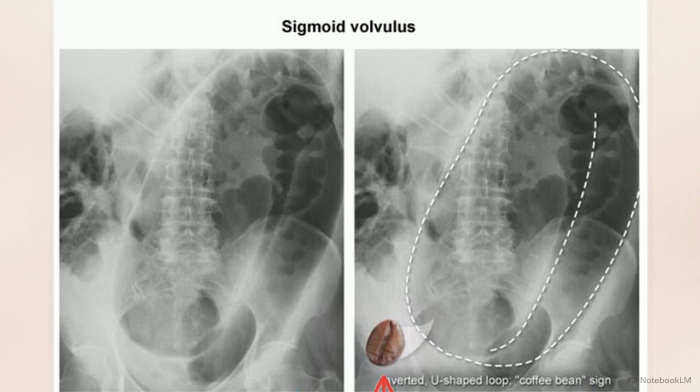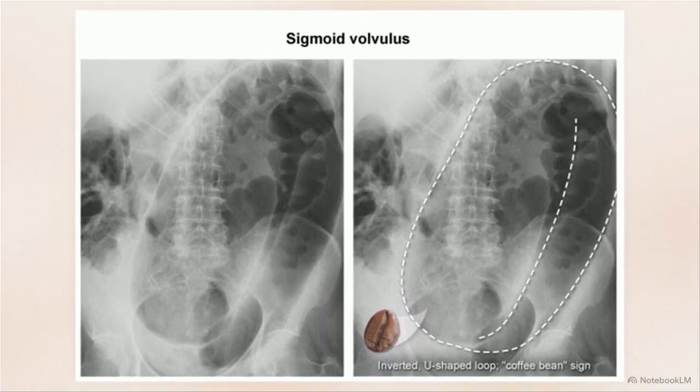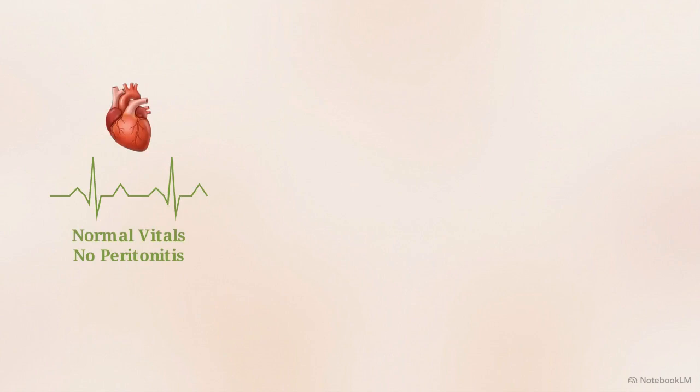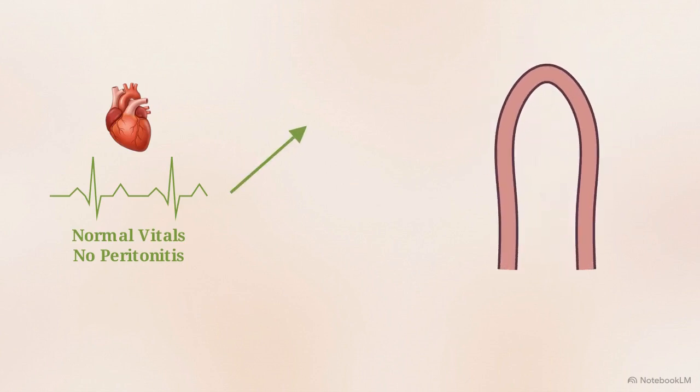This X-ray shows the classic coffee bean sign of a sigmoid volvulus. We have an 80-year-old patient with massive colonic distension, but their vitals are stable and there are no signs of peritonitis.